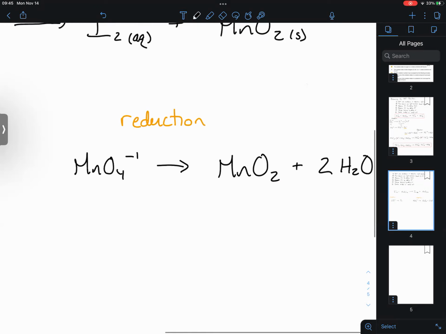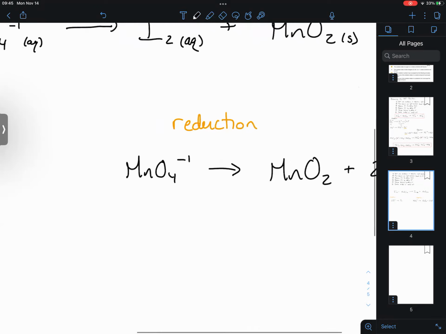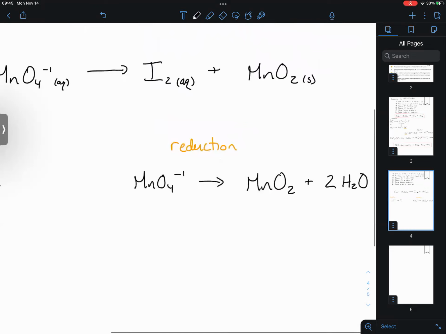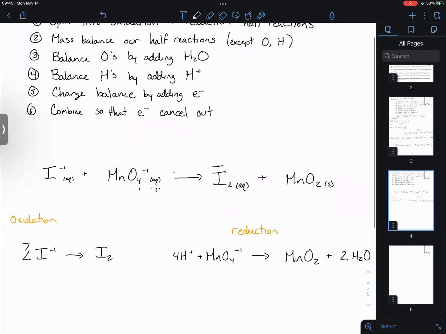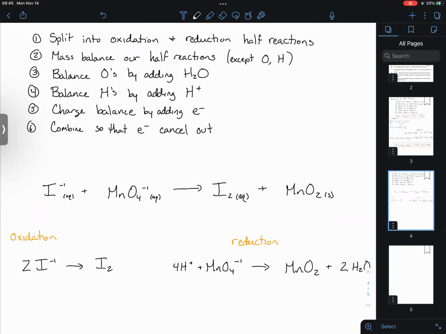And then, now I just introduced a new element that's not balanced, my hydrogens. So in order to balance that out, I'm going to add 4 H pluses over here on this side. So that gets us through our step 4 here. We balanced our oxygens by adding water and balanced our hydrogens by adding H plus.